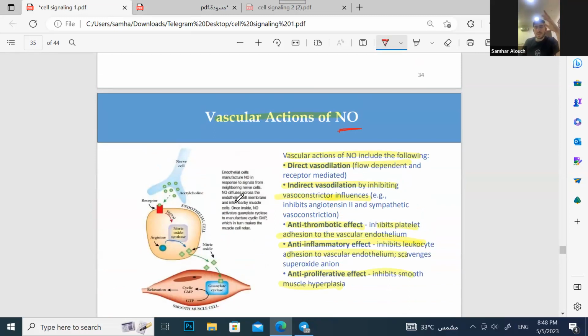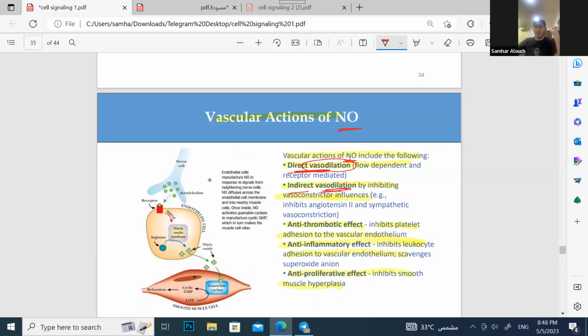Nitric oxide causes vascular reactions. Actually, it causes vasodilation, that's what you took all of the time. So nitric oxide causes vascular actions, including direct vasodilation. It binds and causes a specific pathway we will talk about, and that pathway ends up in vasodilation. The other thing is indirect vasodilation, by inhibiting vasoconstriction. So nitric oxide causes vasodilation, and it inhibits vasoconstriction, which also causes vasodilation.